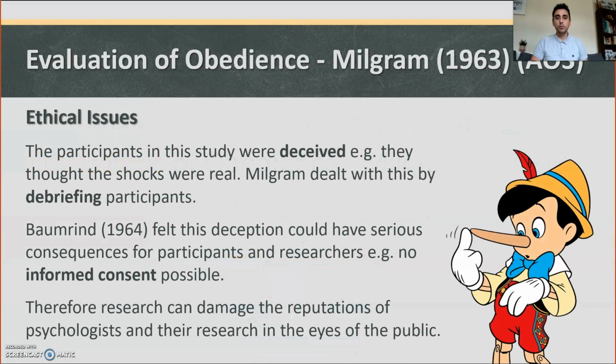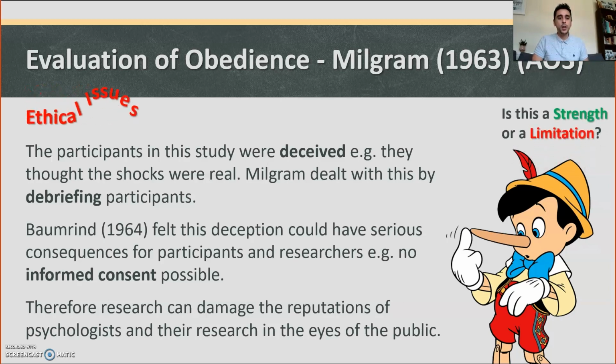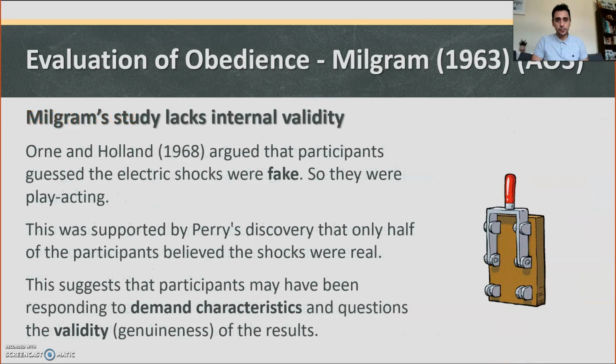What are some of the strengths and what are some of the limitations? Of course, ethical issues. The participants in the study were deceived, e.g. they thought that the shocks were real. Milgram dealt with this by debriefing participants afterwards. Baumrind felt this deception could have serious consequences for participants and researchers, e.g. no informed consent possible. You can't be fully informed if you haven't been told the true aims of the study. Therefore, researchers can damage the reputation of psychologists and their research in the eyes of the public. So this is a limitation.